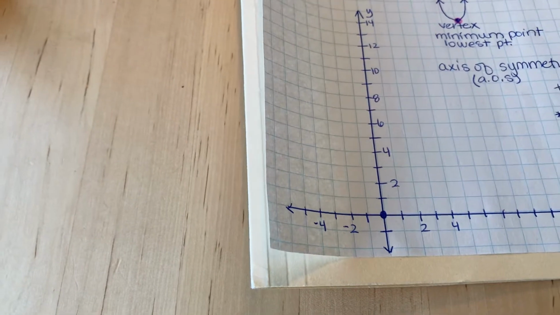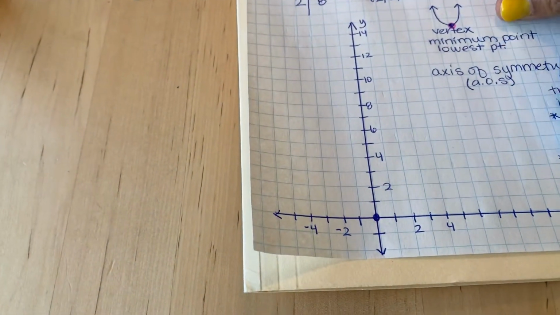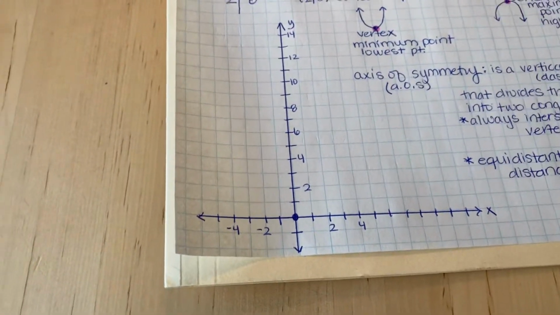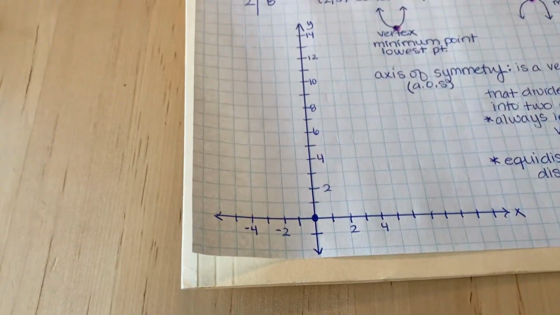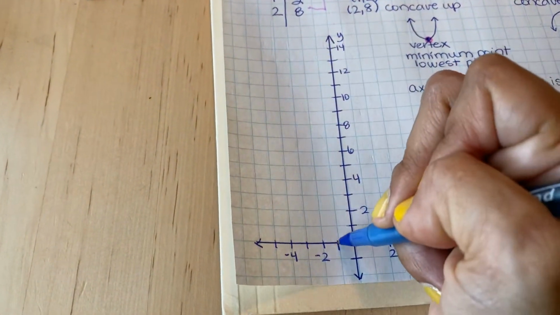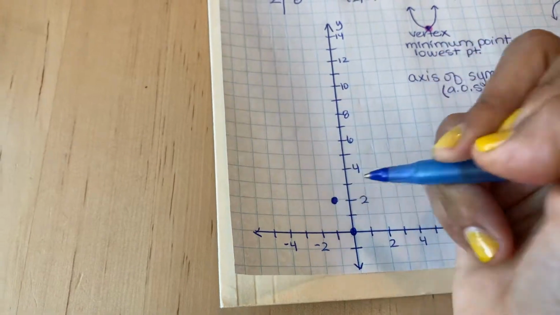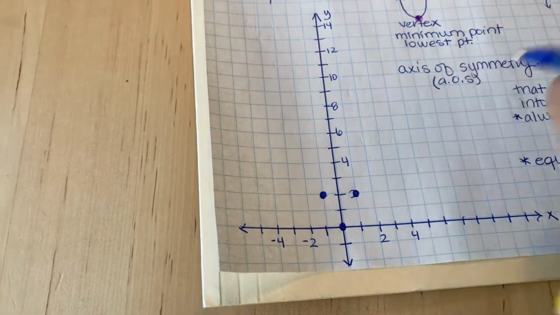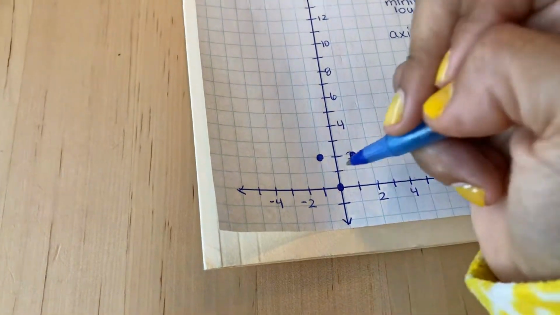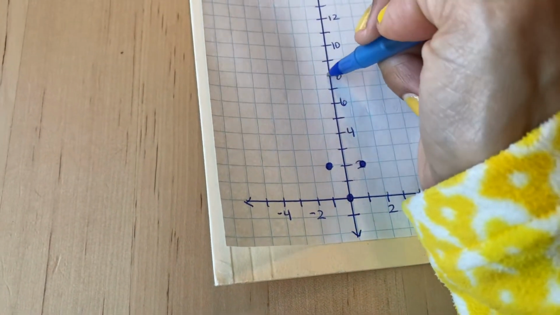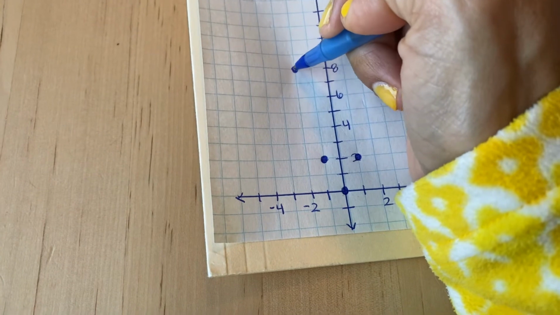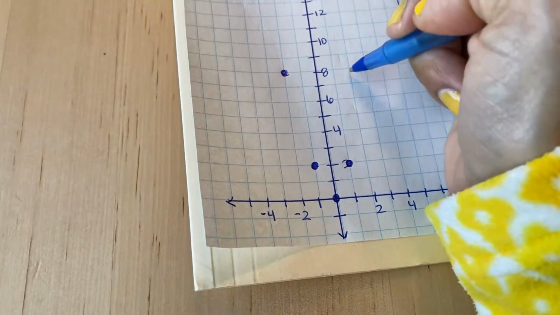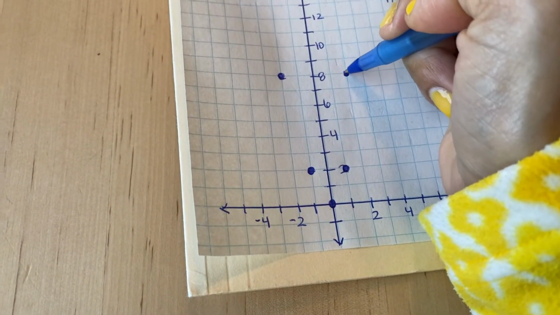I'm basically teaching one-armed, and my left arm is getting tired. Okay, -1, 2 is here. 1, 2, here's my point. -2, 8. 2, 8.